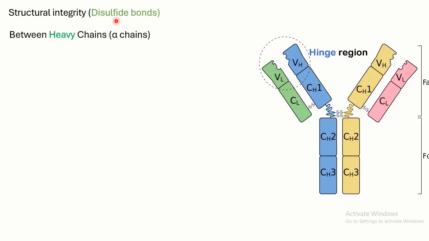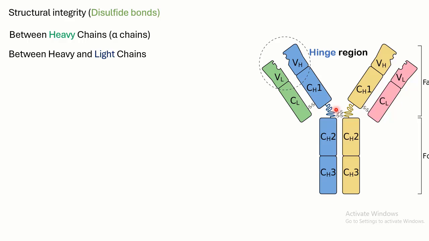Now, where are these disulfide bonds present? These disulfide bonds are present between the heavy chains. You can see over here, these are the disulfide bonds. This is one heavy chain, this is another heavy chain, and you can see these disulfide bonds connecting the two heavy chains to each other. This particular region that you can see in the spring form is known as the hinge region, and these disulfide bonds are present in this hinge region, providing structural integrity to immunoglobulin A.